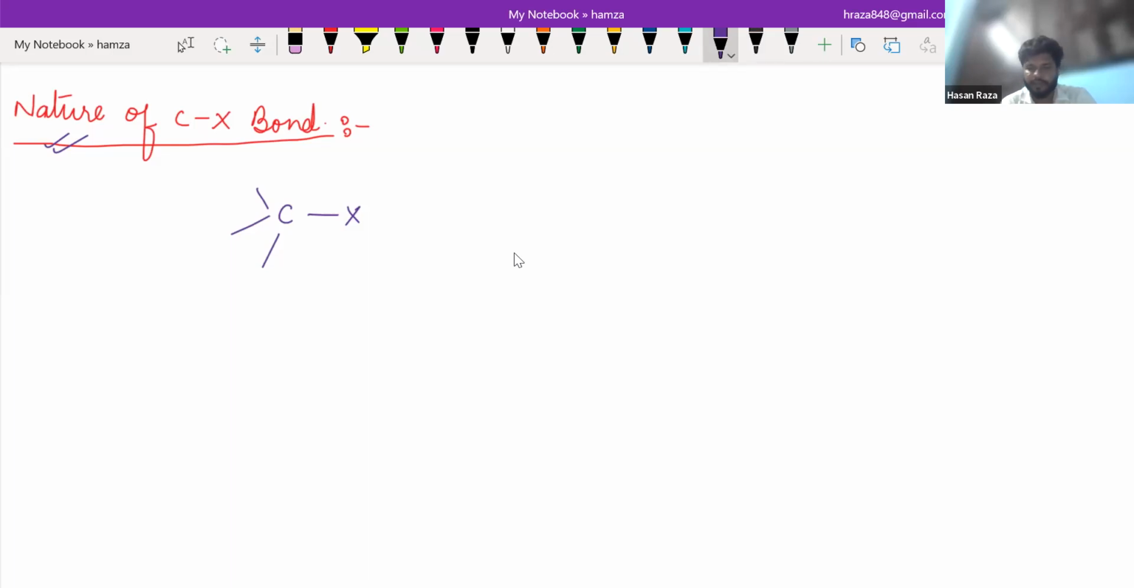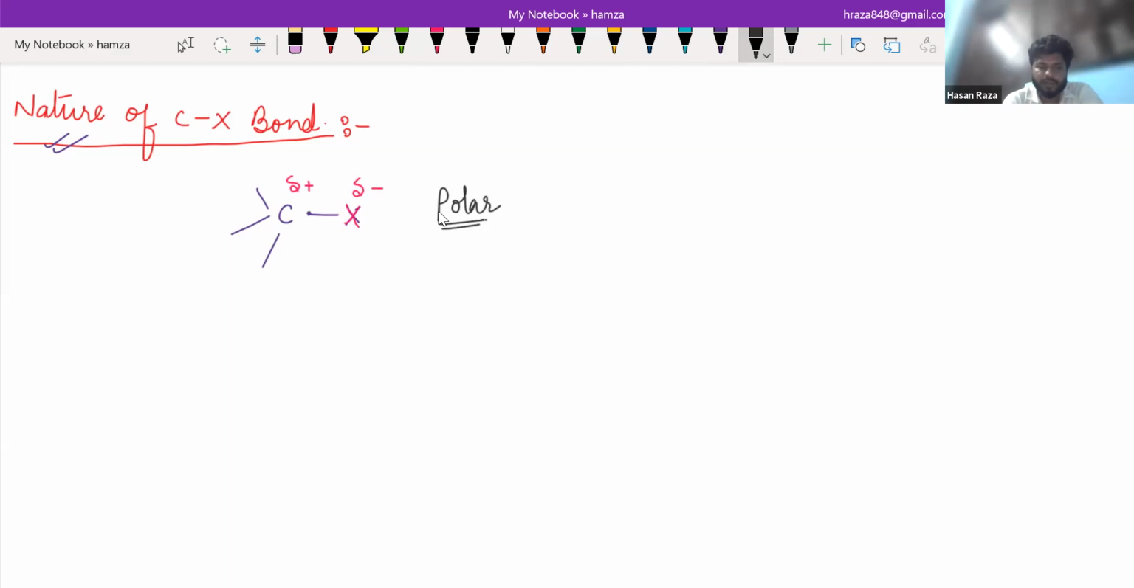What is electronegativity? So see, electronegativity is the property of any element which attracts or withdraws the bonded electron. Since this X is more electronegative, it will slightly displace carbon's electron towards itself. So there will be delta negative charge and there will be delta positive charge. That's why this is a polar bond, we can say polar. The bond is polar, that means charged bond.